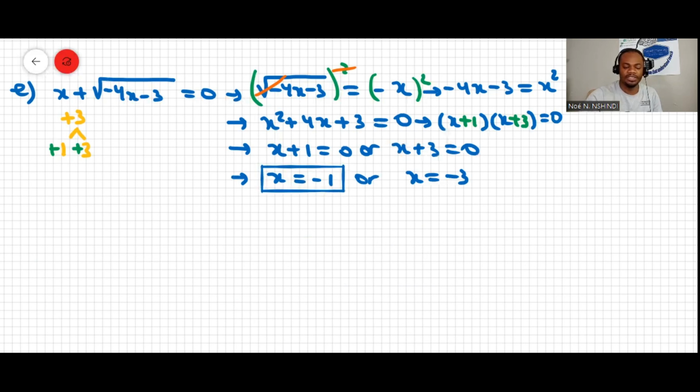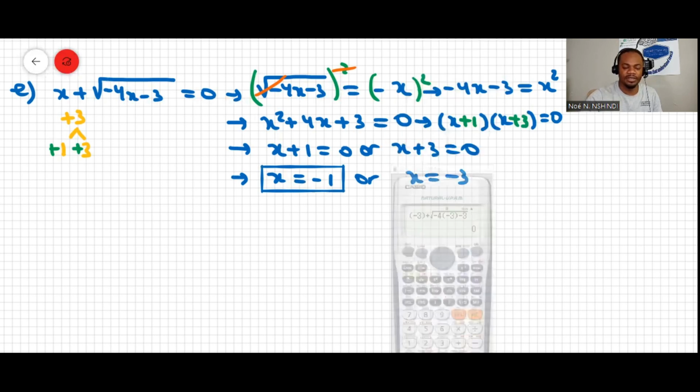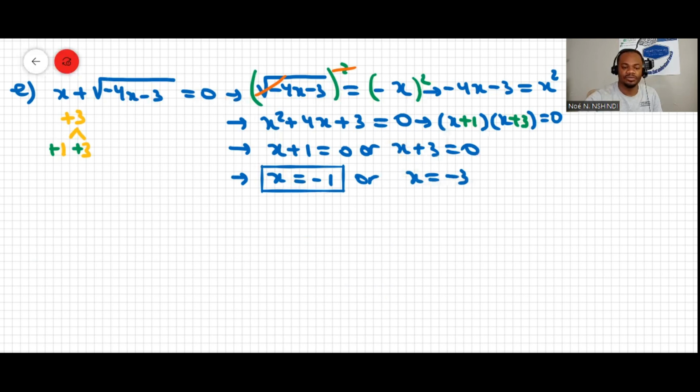Okay, now let's check also for negative 3. If x is negative 3, negative 3 there, and then hit equal. Yes, this means negative 3 is also a solution of this equation.